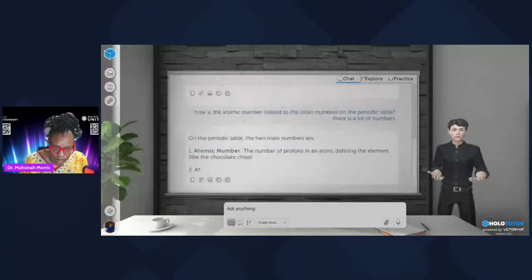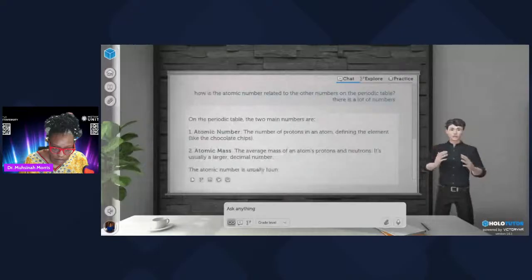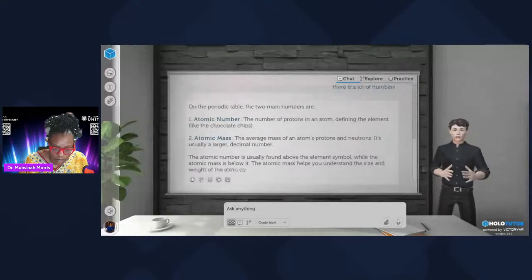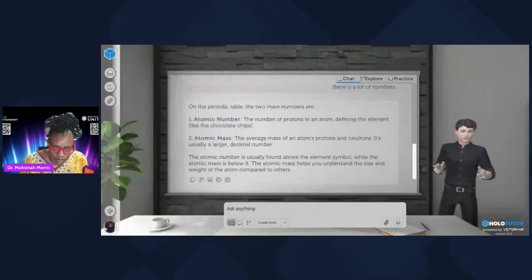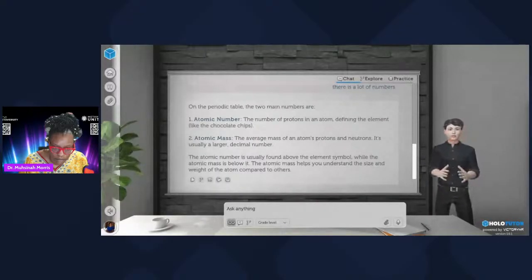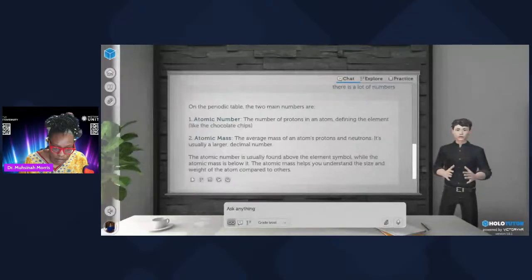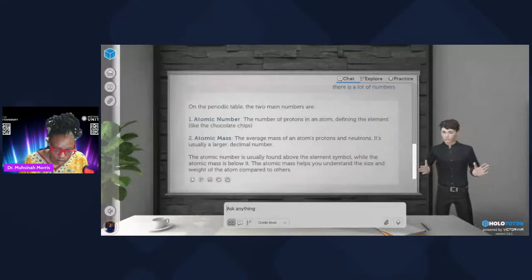On the periodic table, the 2 main numbers are: 1. Atomic number, the number of protons in an atom, defining the element, like the chocolate chips. 2. Atomic mass, the average mass of an atom's protons and neutrons. It's usually a larger decimal number. The atomic number is usually found above the element symbol, while the atomic mass is below it. The atomic mass helps you understand the size and weight of the atom compared to others.